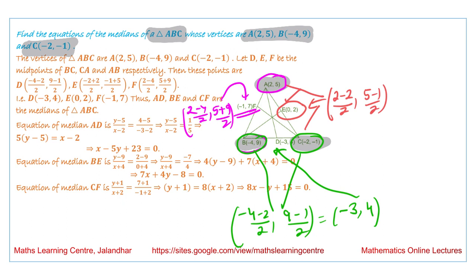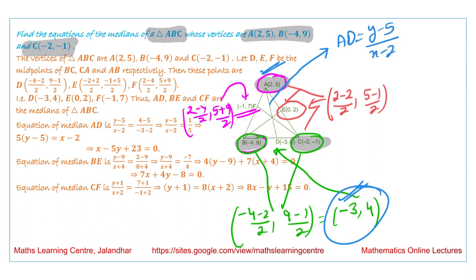Now we have to calculate the equations of the medians. So the first median we have is AD. We have the coordinates of the point A, we have the coordinates of the point D. Using these two, we obtain the equation of the median AD. It is (y minus 5)/(x minus 2) equal to (4 minus 5)/(minus 3 minus 2). So this implies that the equation we have is x minus 5y plus 23 equal to 0.